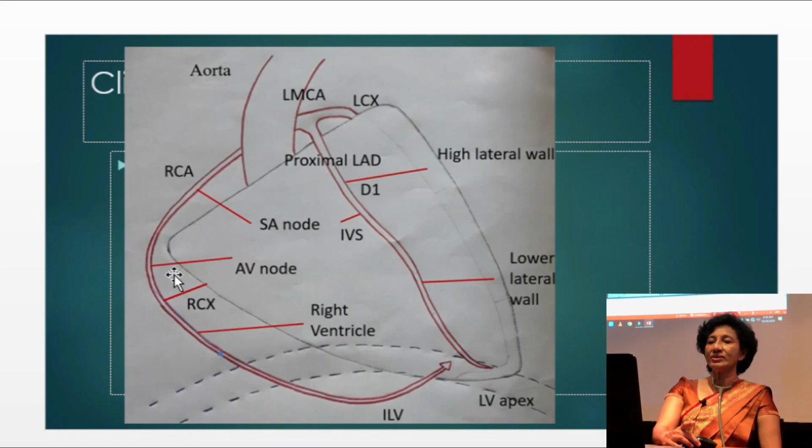If the occlusion is above the right circumflex artery, and if in this patient the true posterior wall is supplied by the right circumflex artery, what else will you see on the ECG? ST segment depressions from V1 to V3. If the total occlusion is above the AV nodal branch, what will you see on the ECG? Complete heart block, because of total conduction failure of the AV node.